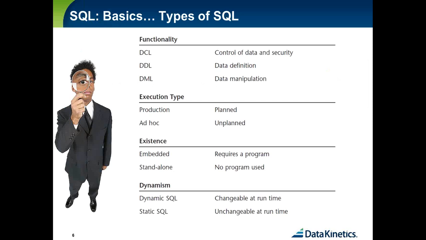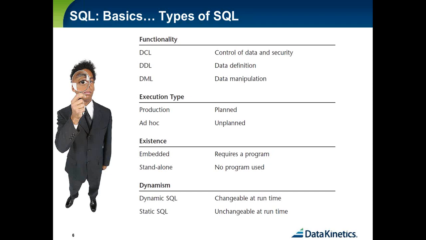What are the various types of SQL that we can encounter, and how complex does it get when we really just say SQL? Now, a lot of people think SQL, and I know what that means. That's pretty simple. I'm getting access to data. But when you really look at what SQL is and the types of things that it offers, you can break it down into four broad categories in terms of functionality, execution type, existence, and dynamism. And each one of these, you can have multiple combinations.